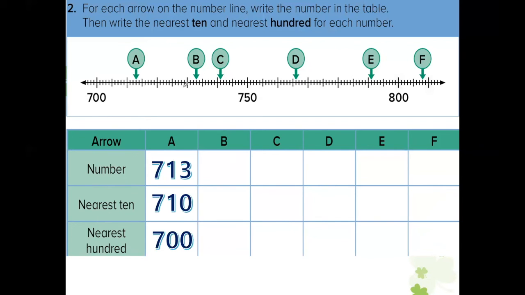And for letter B, so you have here 710, 720, 730, and 733. So the number that's beside 3 is 3, so it becomes 730. And for the nearest 100, the number that's beside is 3, so we're going to count it down, so it becomes 700.